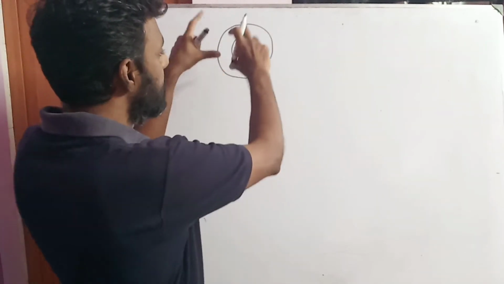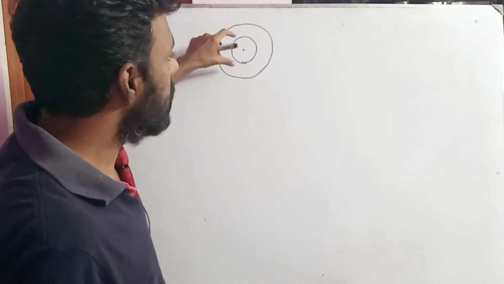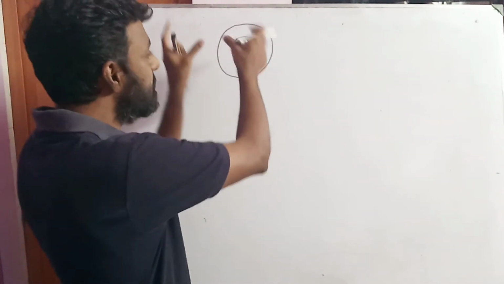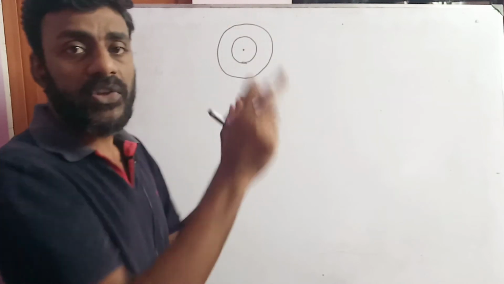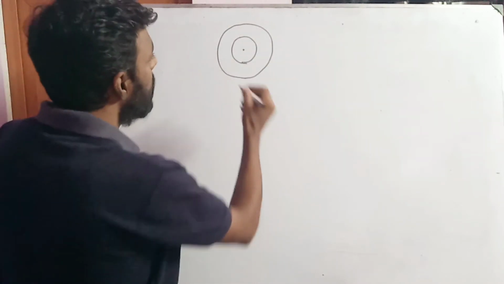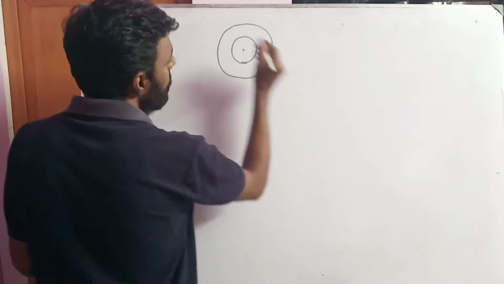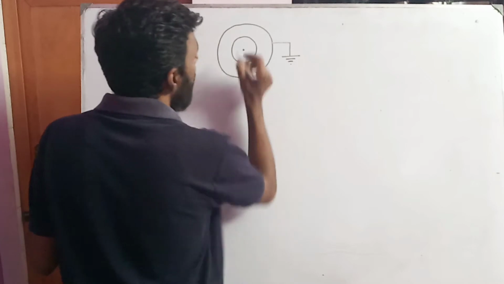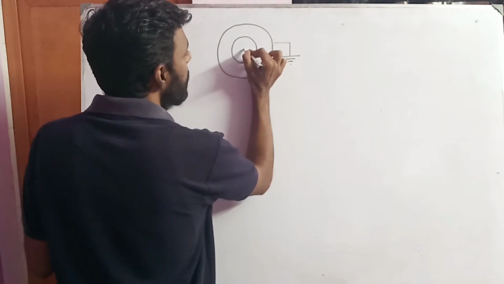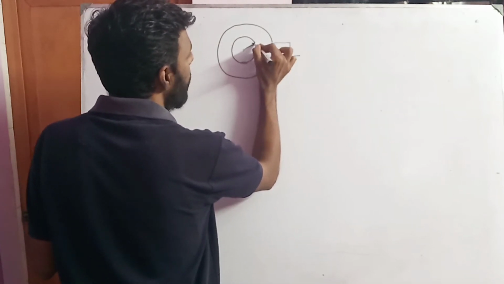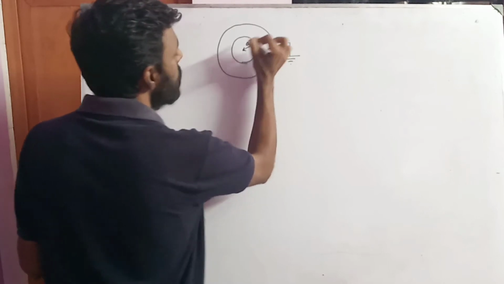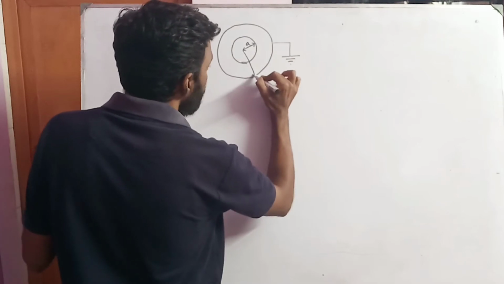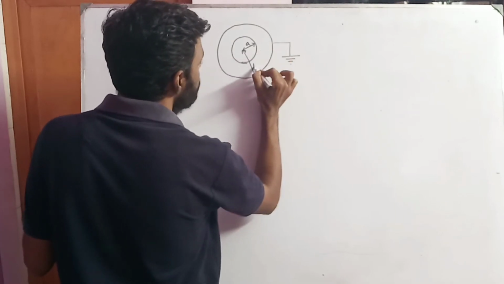It is constructed in such a way that the inner sphere is inserted inside an outer sphere, an external sphere. Let us assume that this is the external sphere and it is being earthed, connected to the ground, and this is the inner sphere. Let the radius of this inner sphere be a and the radius of this outer sphere be b.